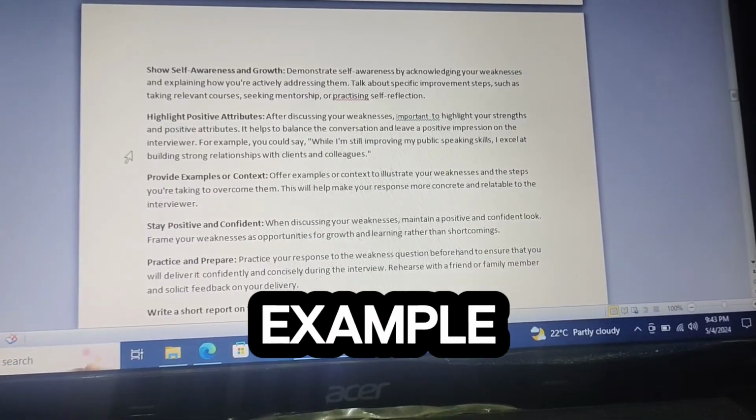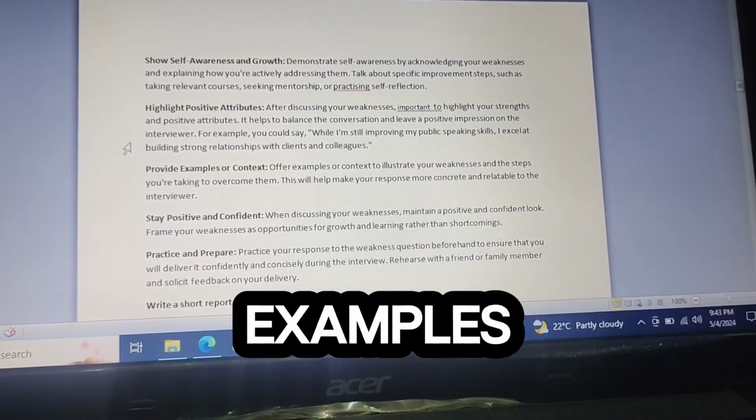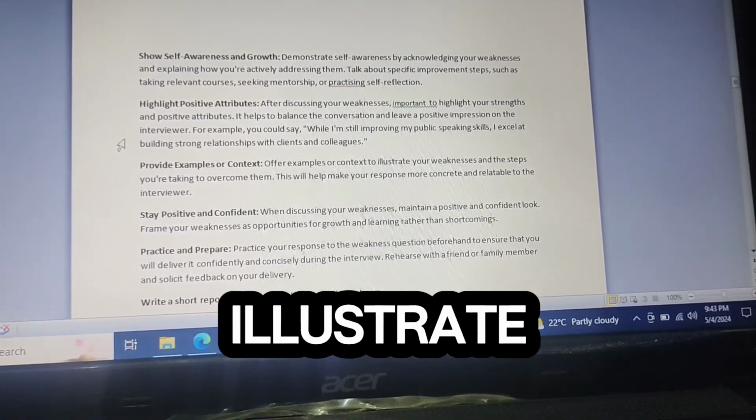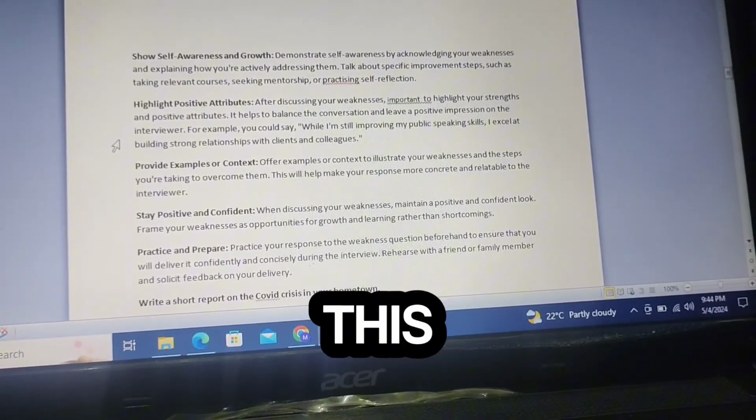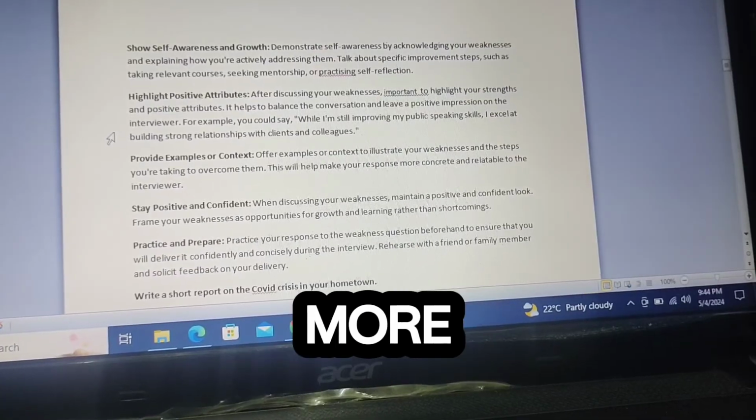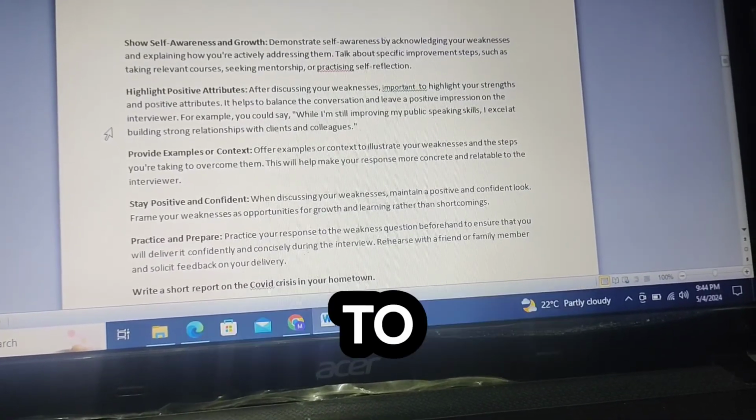Provide example or context. Offer examples or context to illustrate your weakness and the steps you are taking to overcome it. This will help make your response more concrete and relatable to the interviewer.